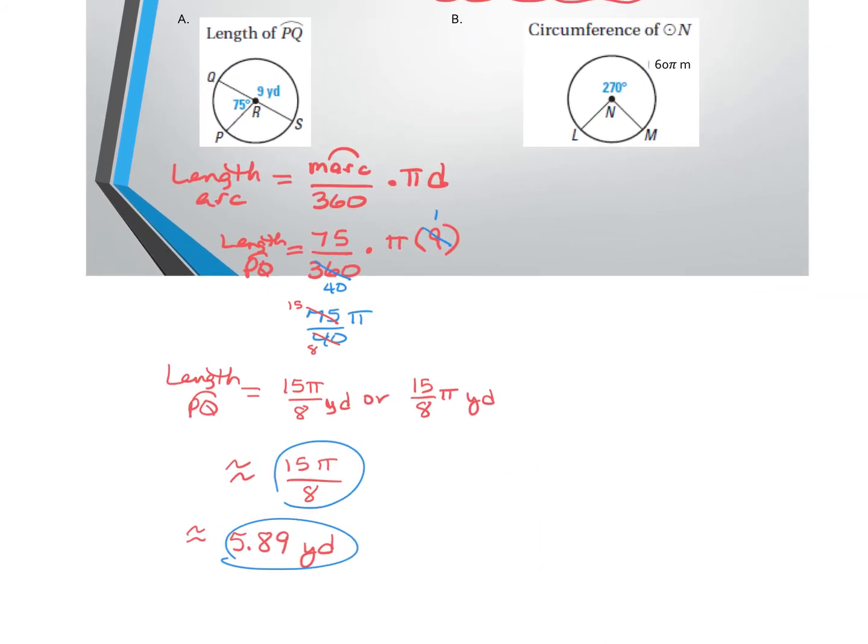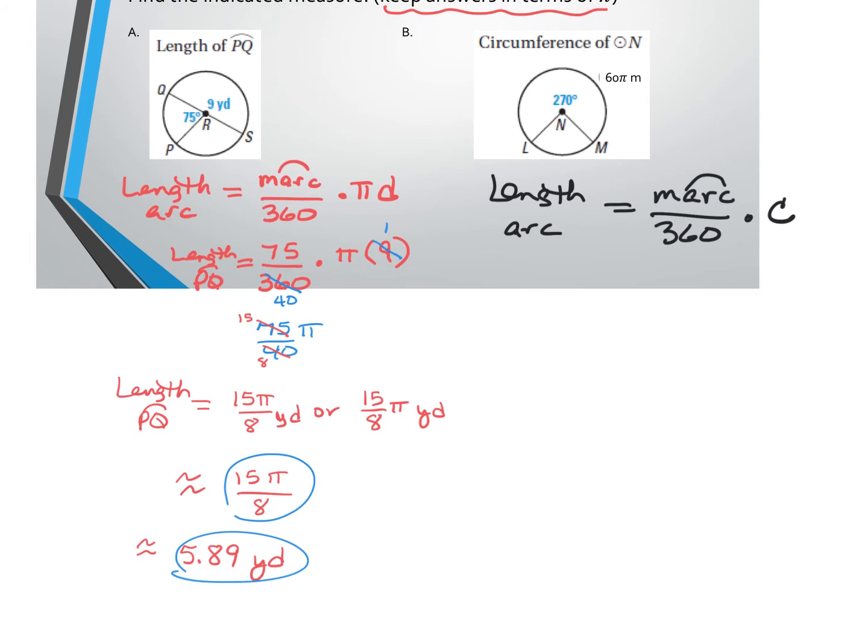So for this one, again, I'm going to be using the length of the arc equals the measurement of the arc over 360. But since they want me to find circumference, I'm just going to leave it as the letter C. So I'm going to replace what I know. This is the length of the arc, the 60 pi. The measure of the arc is the degrees, and it's the 270.